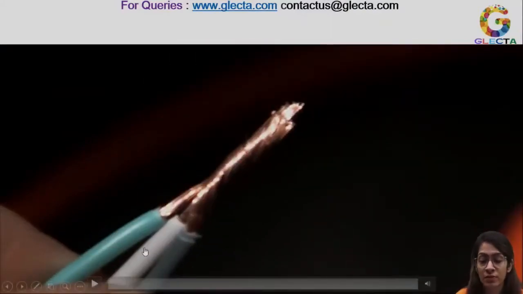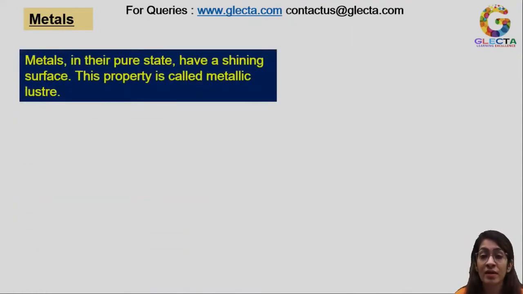Now what do you see from this particular video? There are different metals which are being beaten down into thin sheets and thin wires. This property of metal is known as malleability and ductility. So what are metals? First of all, metals are shiny, lustrous elements, right? So metals in the pure state have a shiny surface. This property is called metallic luster.